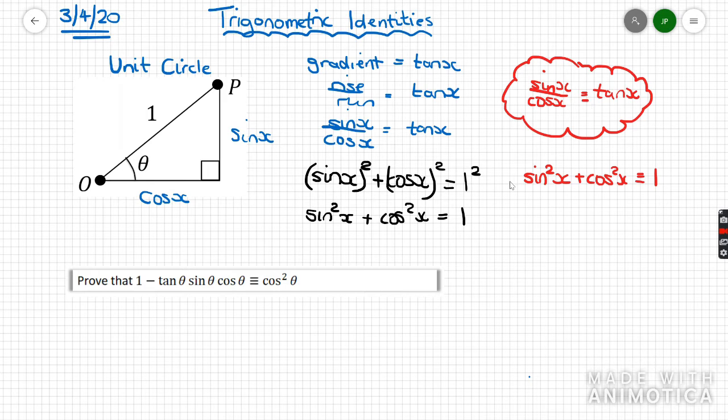Those are the identities that we need to remember and learn how to use. So make sure you make note of them, and make sure we understand them.